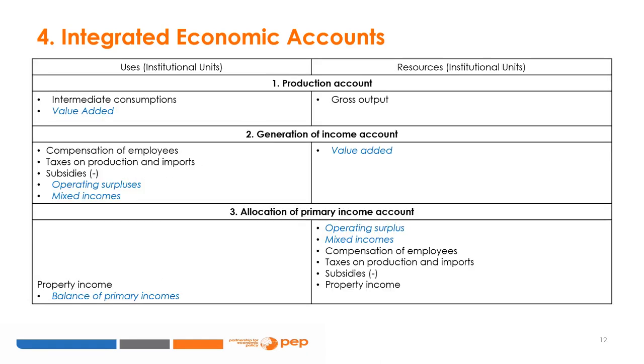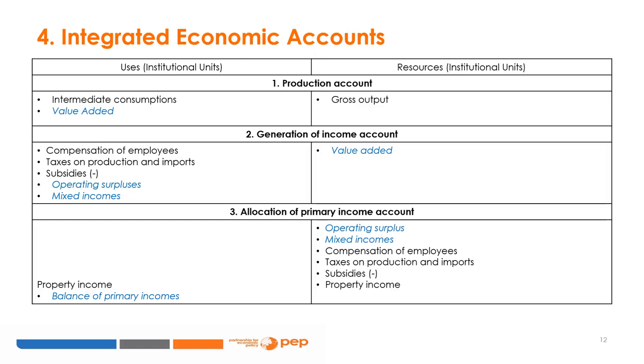The production account generates the value added by subtracting intermediate consumptions from the gross output. The value added is then transmitted to the generation of income account. The generation of income account receives subsidies and spends this on the compensation of employees and taxes on production and imports, and generates the operating surplus for corporations or mixed income for self-employed workers. The operating surplus or mixed income is then transmitted to the allocation of primary income account.